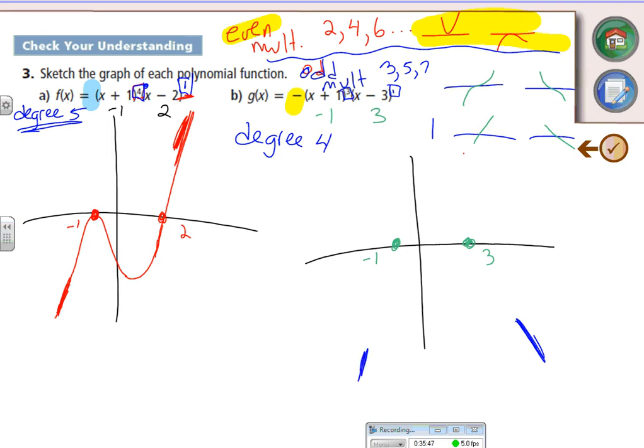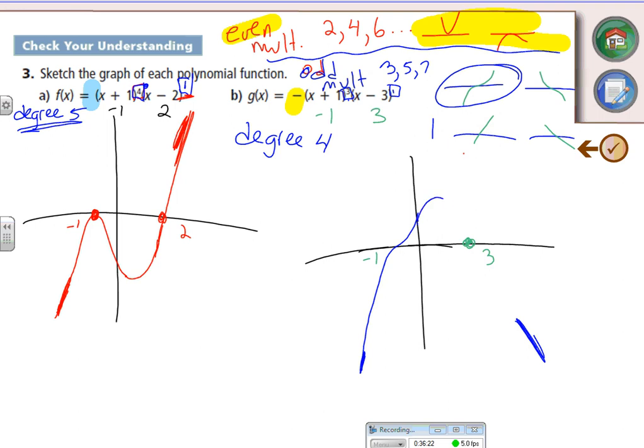So with that, it's got to start and end in the same direction. So it's going to start coming up towards negative 1. Now, it's got to do something. It's got a multiplicity of 3, so it's going to be doing a little turn. Oh, let me redo that. Coming up, and there we go.